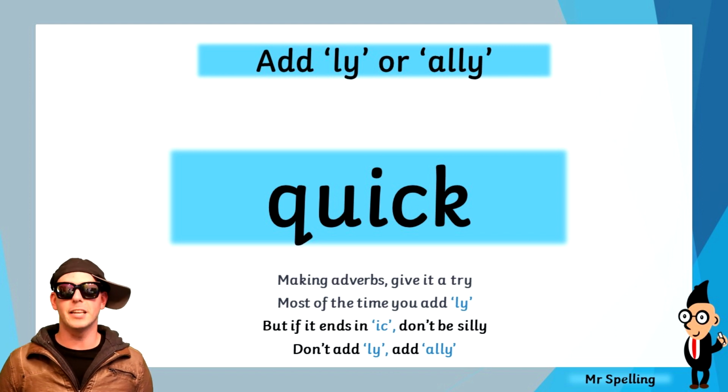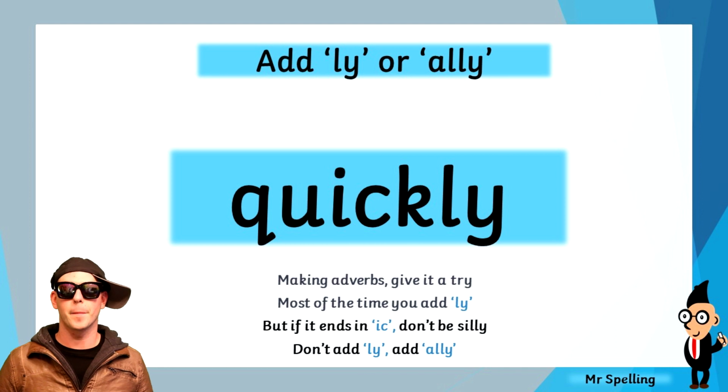Now it's my turn to apply the spelling rule. Our first word is quick, and we want to make it into an adverb. So let's have a look at our spelling rule. What does it say? Most of the time you add ly. So let's put a ly at the end, and quick becomes quickly.